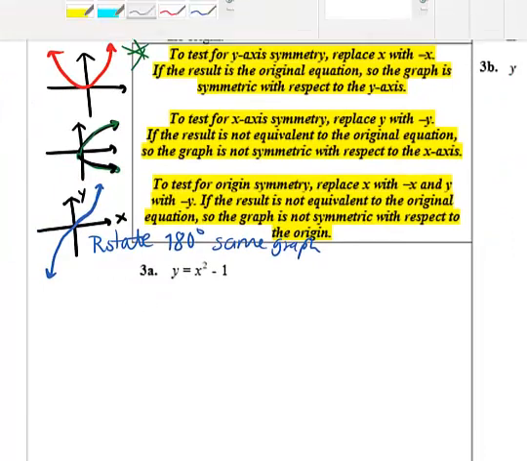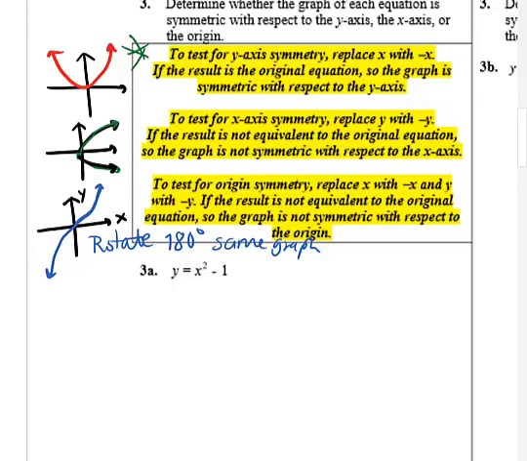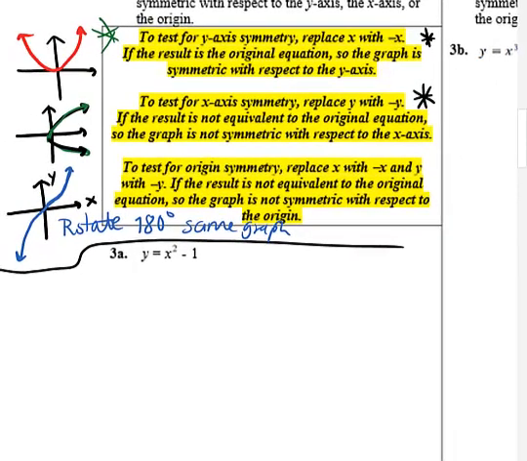But they're telling you how to mathematically tell if it has symmetry, if you don't have the graph in front of you and you just have the equation. It says, first, to test for y-axis symmetry, replace x with negative x. If the result ends up being the same as the original equation, then it's symmetric with respect to the y-axis. Symmetry with respect to the x-axis is similar, but you're replacing y with negative y. And then for origin symmetry, you're doing both: you replace x with negative x and y with negative y.